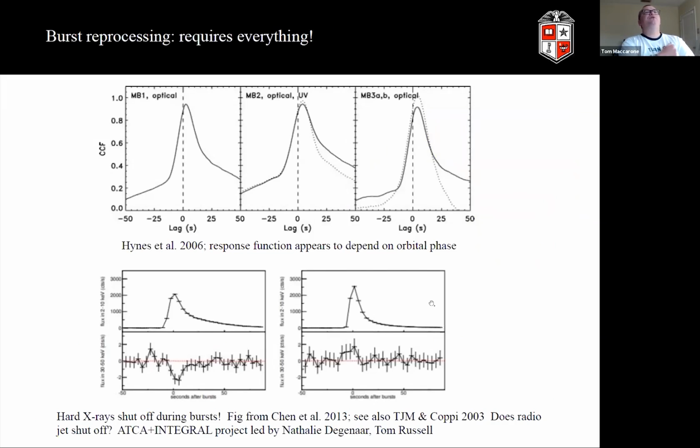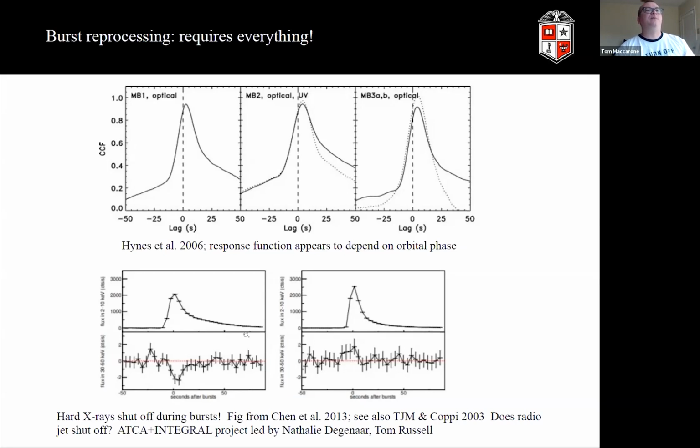All right, and so then there's burst reprocessing, which probably requires data from all across the different energy bands. So one of the other things that you can do is you can see type 1 bursts, which give you a very sharp increase in the X-ray flux. And this is from another paper by Rob Hynes in 2006. And one of the things they found is that the response function in the optical and ultraviolet to a type 1 burst seemed to vary a little bit depending on the orbital phase at which you took the data. And that may also be telling us something about reprocessing in the donor star.